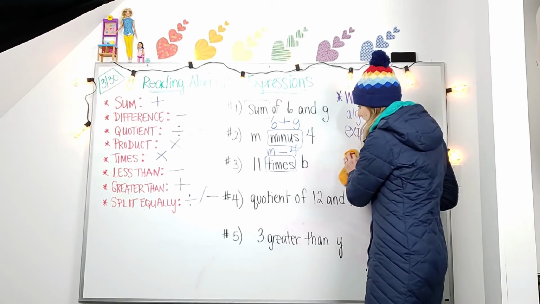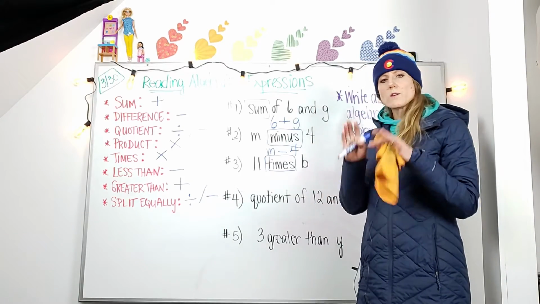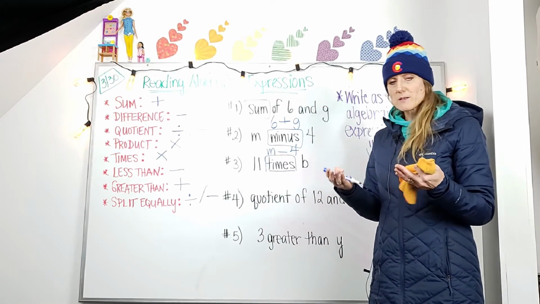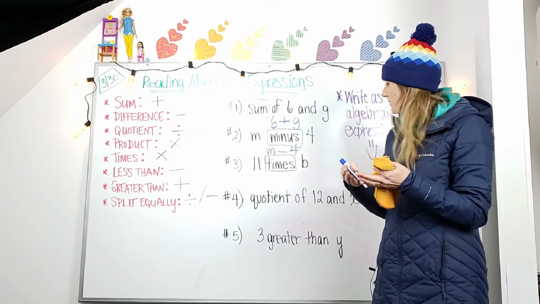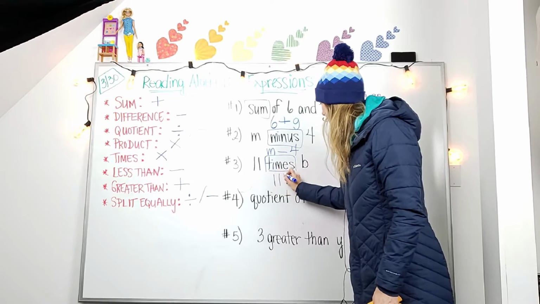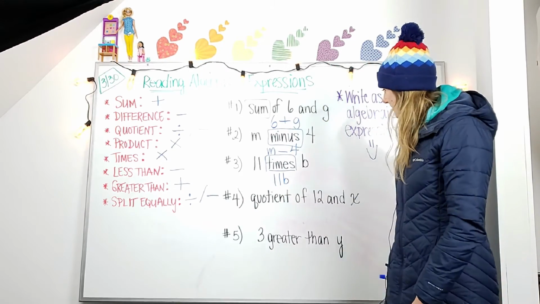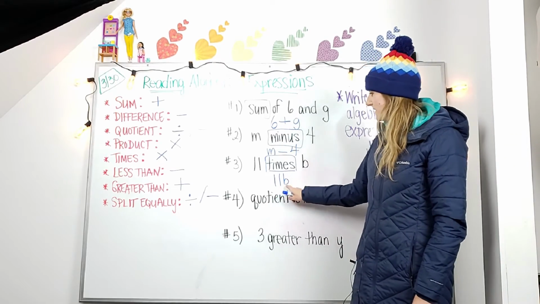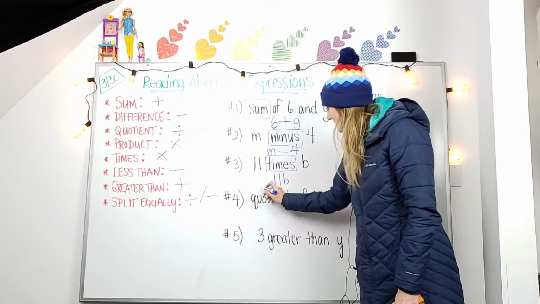So just like we did recently in some of the other assignments, we are going to use parentheses, or you can just put the b right next to the 11, because remember, a letter right next to a number indicates that we multiply. So 11 times b is just 11b, okay? Again, those two indicate that we are multiplying those two together. Quotient.